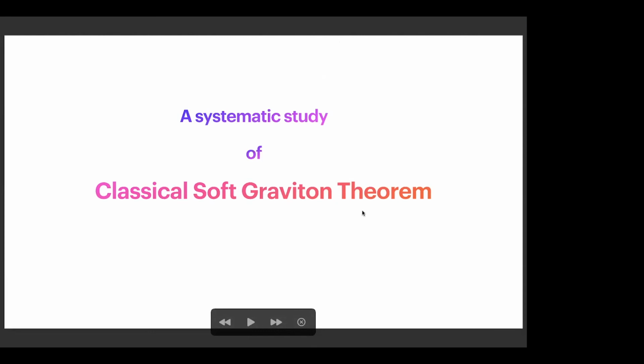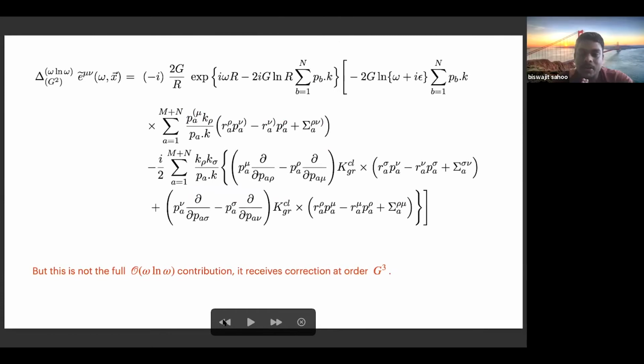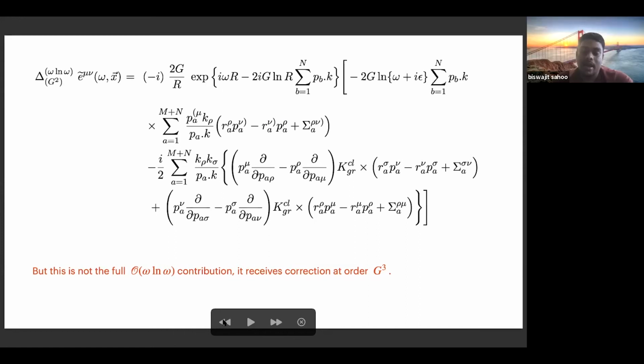So Biswajit, just to clarify, the omega log omega spin dependent piece is universal. Is that so? No, it's not universal. In a sense, we can determine only the order G squared piece, but not the order G cubed piece. And the order G cubed piece also has contributions, because if there is omega log omega whole squared, then this log omega scale can contribute to omega log omega. So this is not completely fixed.